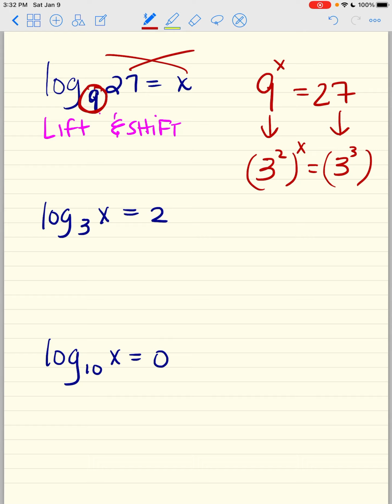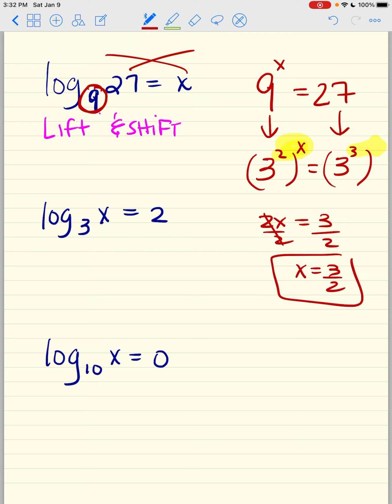And then we know a power to a power, we multiply. Since there's no power out here, we'll put a 1. 3 times 1 is 3. 2 times x is 2x. 2x equals 3. Divide by 2. X is equal to 3 halves. Okay? Let's try this here.